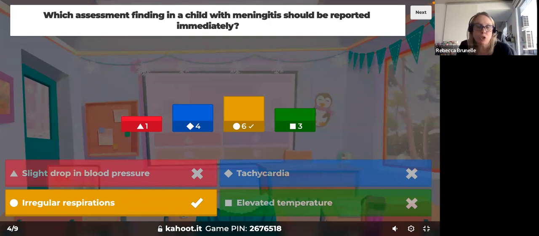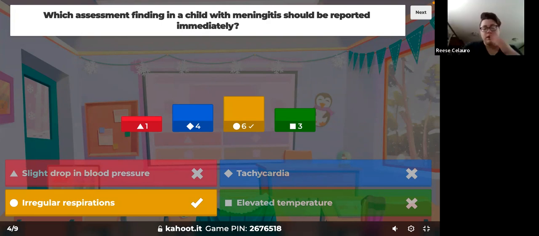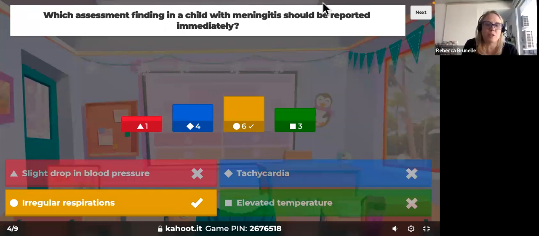So we talked about Cushing's triad being associated with increased intracranial pressure. Does anyone remember what are the three things in Cushing's triad? Elevated blood pressure, decreased heart rate, and irregular respiration. Very good, Reese. So this is why this one is the best answer here, your irregular respirations. This is going to be one of your three things in your Cushing's triad, right?